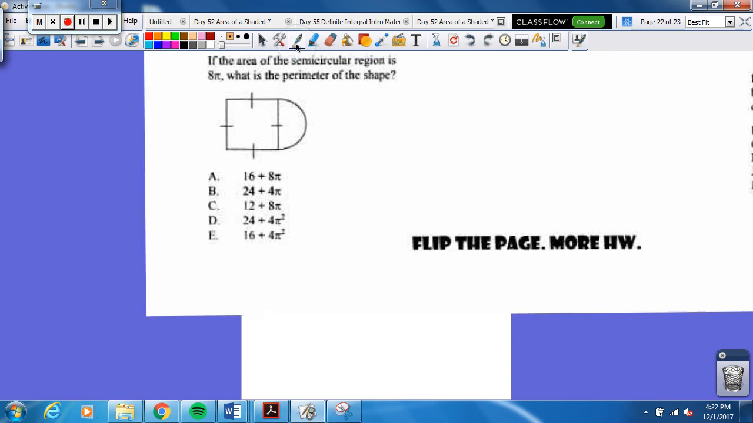Okay. The area of the semicircular region is 8 pi. What's the perimeter of the shape? So this is the whole perimeter right here, the semicircle and the square. So you're going to find the whole perimeter right there. Okay, what do I need to do?